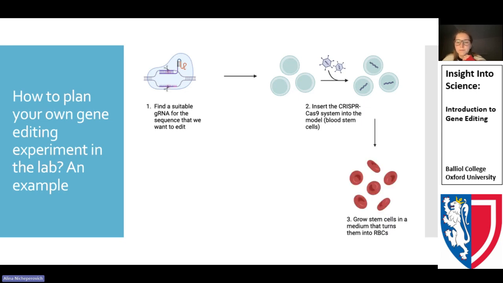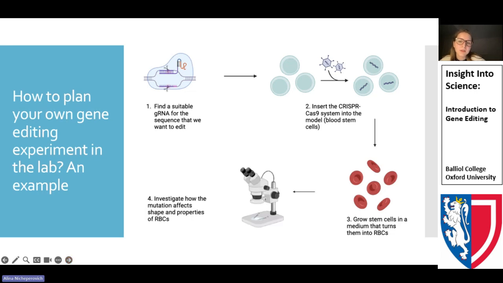And then we grow stem cells in a specific medium, which forces those stem cells to differentiate into red blood cells. Then we can do different experiments to address our main research question, which is, for instance, what is the shape of those cells when the mutation is present, or how well do they bind oxygen, etc. So now that we can harvest those mutated cells, we can see how they affect shape and properties.